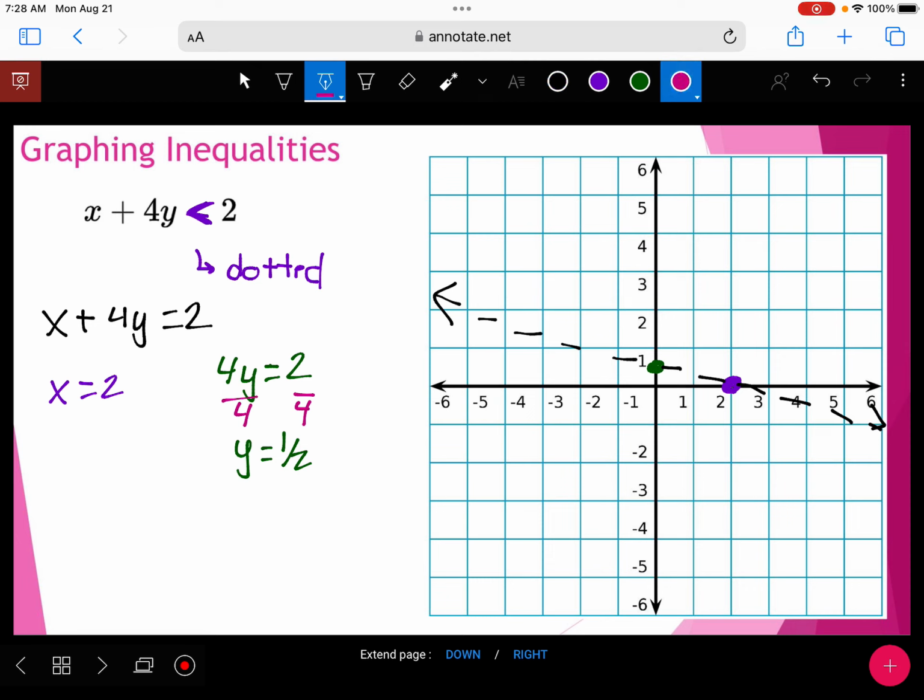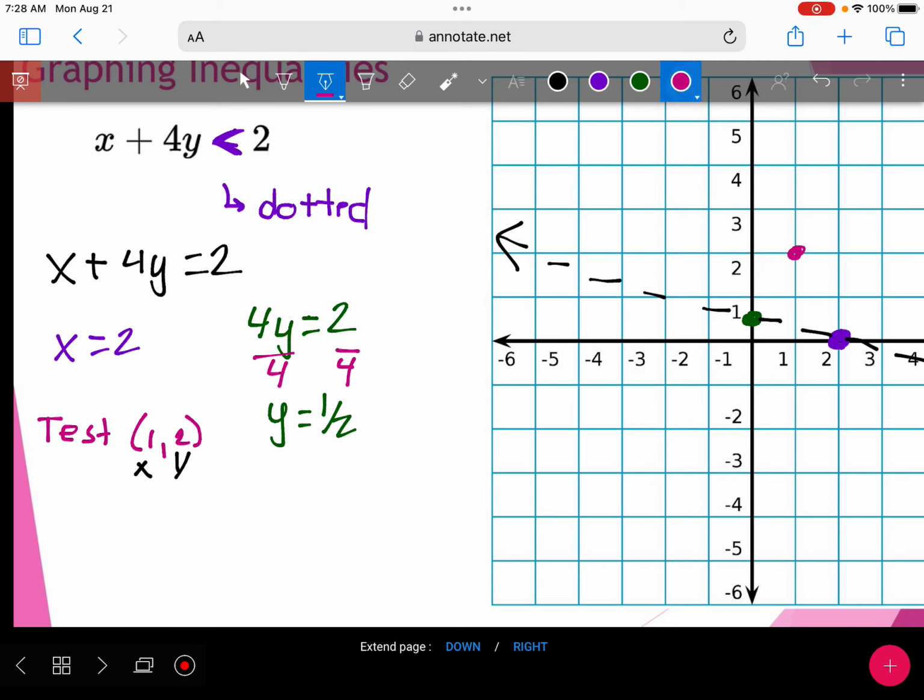So I'm going to pick this guy as my test point, and I draw it on there. We are going to test the point 1, 2. Remember, that's my x, y. We are going to take our whole inequality, the x plus 4y less than 2, and we're going to see if it works at 1, 2. Is that true? So we're going to substitute that in. My x of 1 plus 4 times my y of 2, is that less than 2?